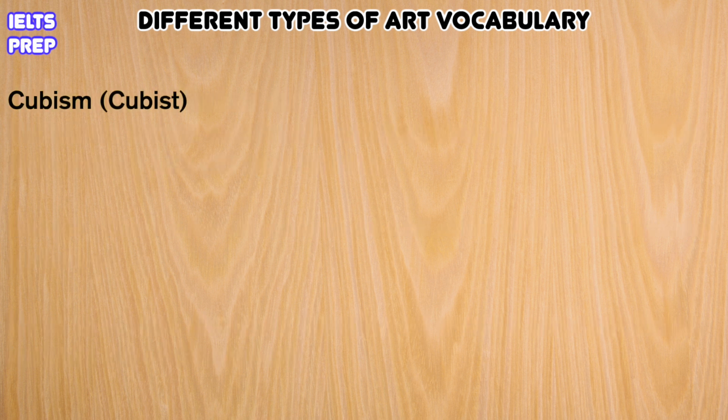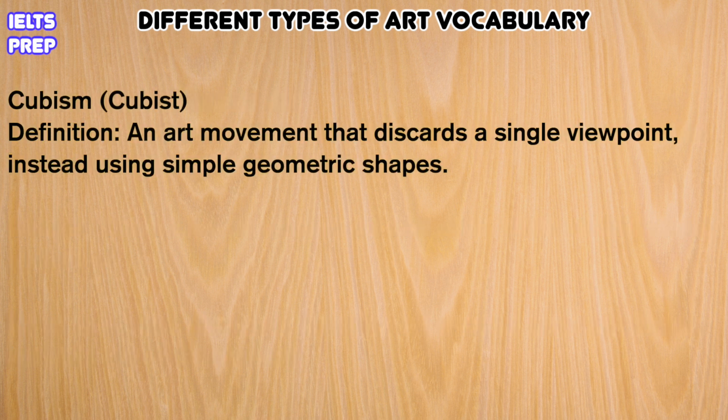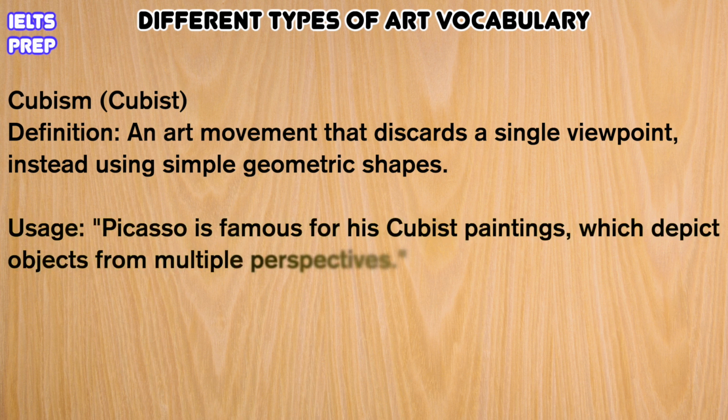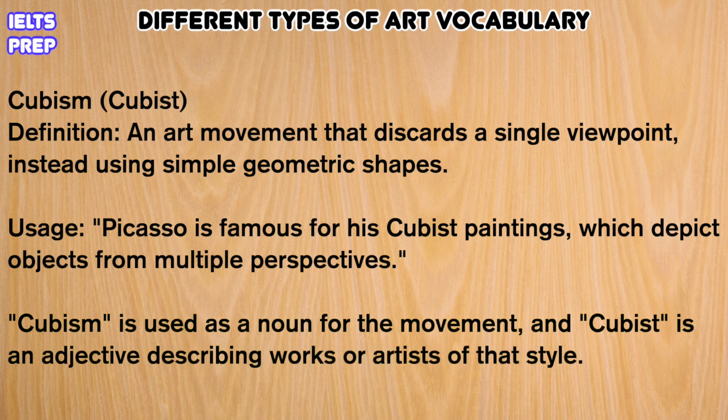Cubism, cubist. Definition: an art movement that discards a single viewpoint, instead using simple geometric shapes. Usage: Picasso is famous for his cubist paintings, which depict objects from multiple perspectives. Cubism is used as a noun for the movement, and cubist is an adjective describing works or artists of that style.